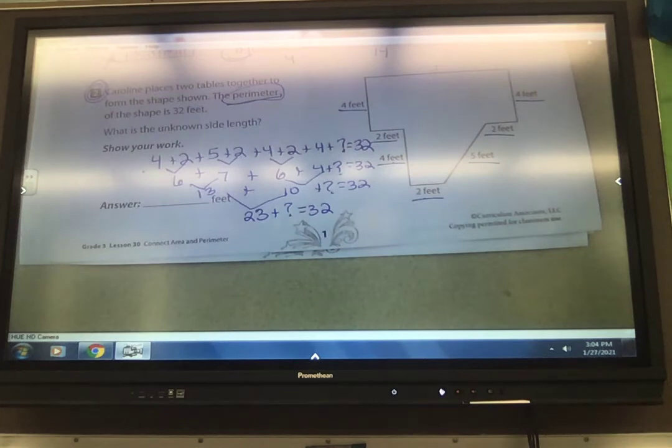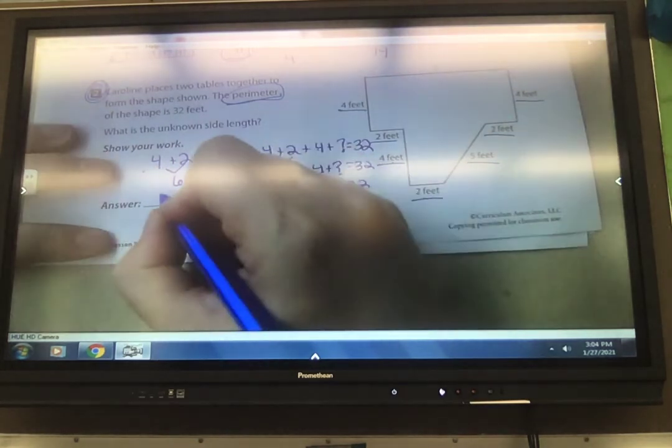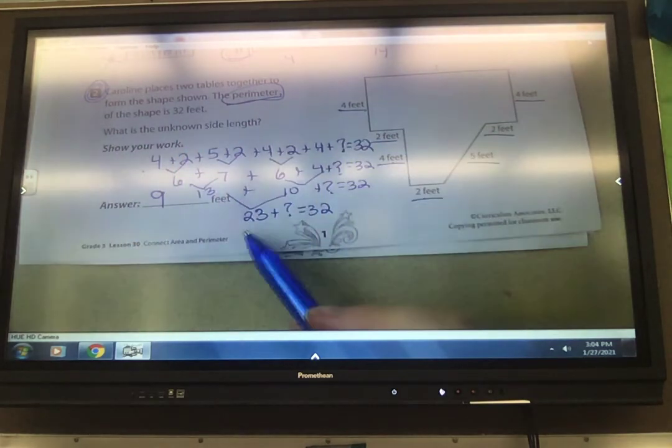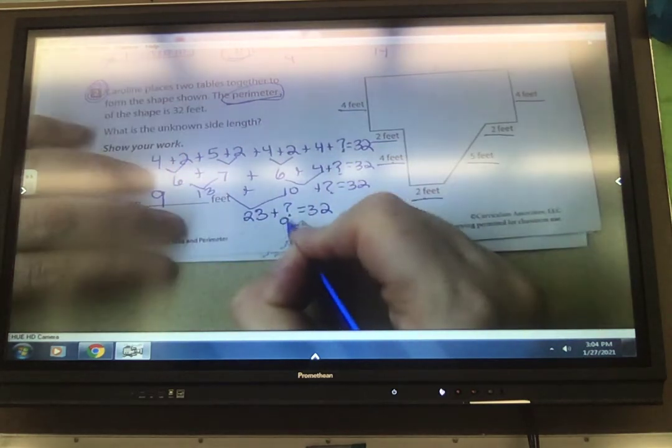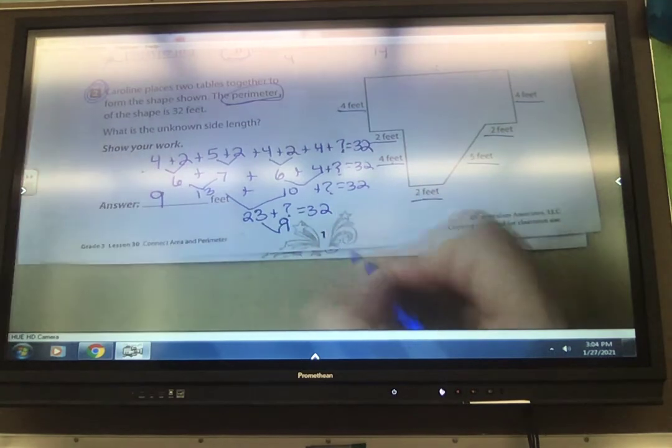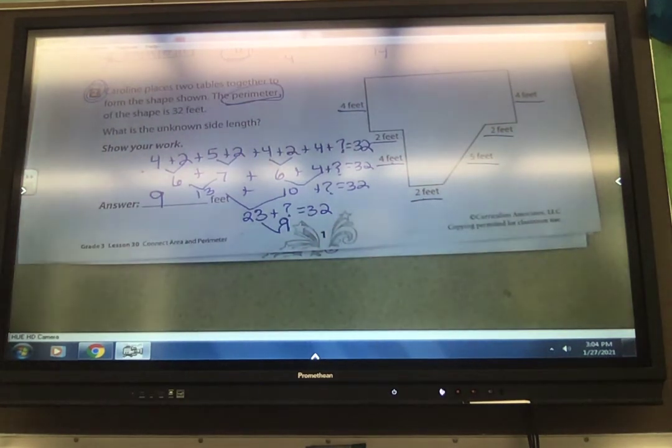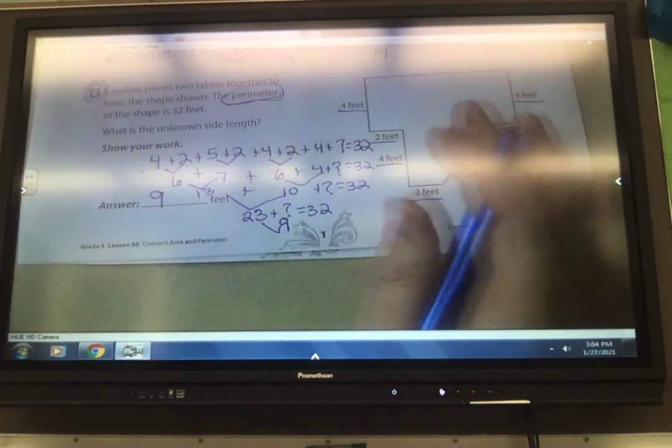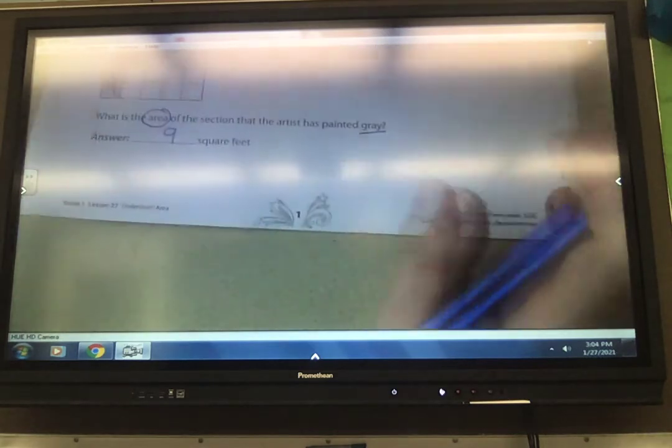What can I add to 23 that will turn it into 32? 23, 24, 25, 26, 27, 28, 29, 30, 31, 32. I can add 9. 9 and 23 would give me 32. So the missing side is 9 feet. Alright, very last page to check on the back.